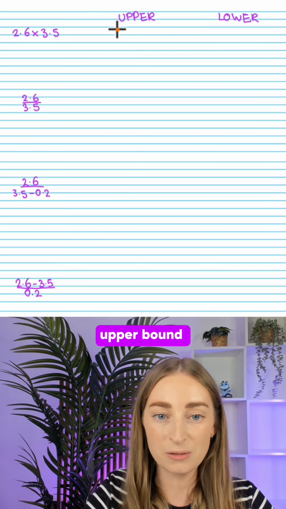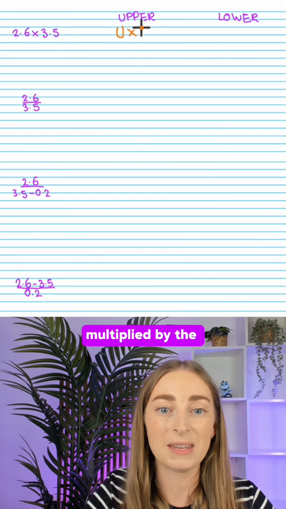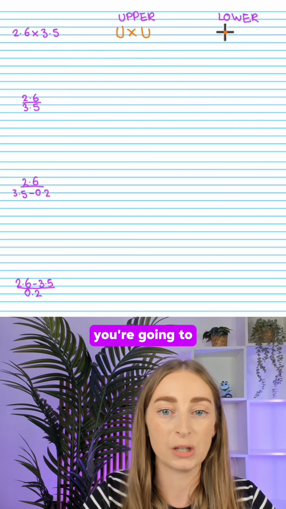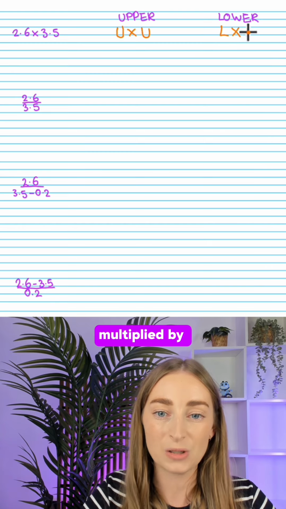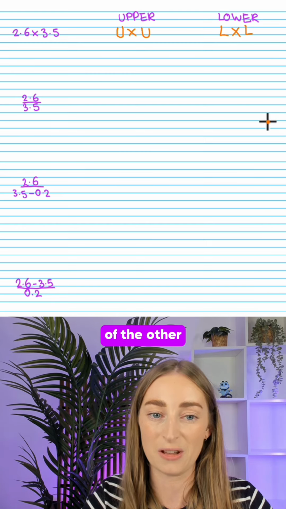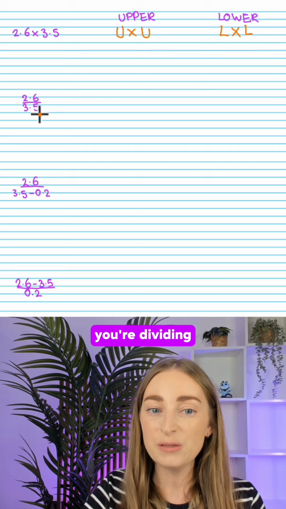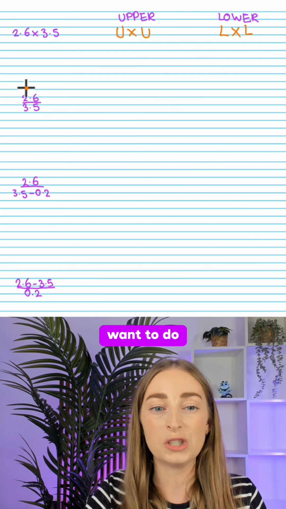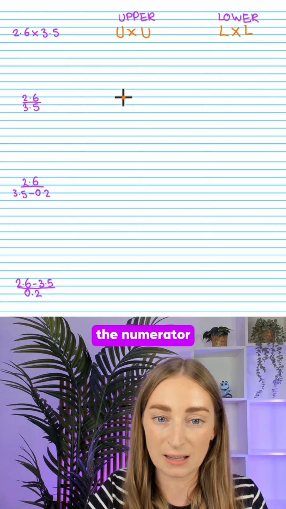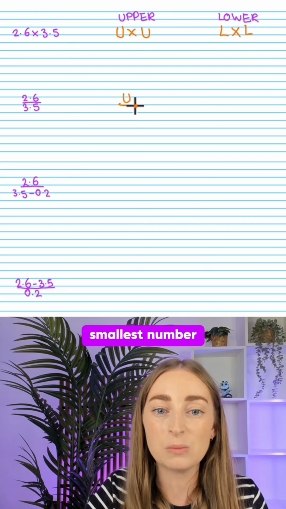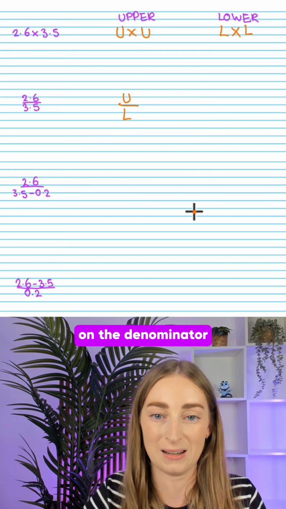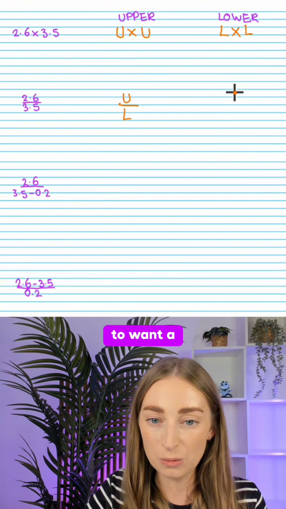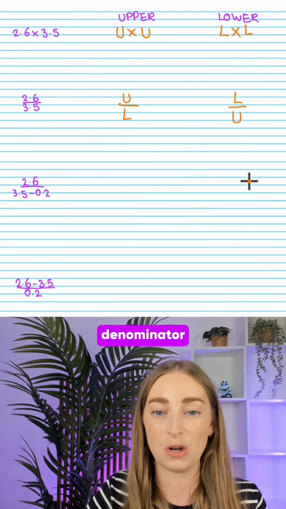to do the upper bound of one multiplied by the upper bound of the other. And if you want the lower bound, you're going to do the lower bound of one multiplied by the lower bound of the other. But if you're dividing and you want to find the upper bound, you're going to want to do the biggest number on the numerator divided by the smallest number on the denominator. And if you want to find the lower bound, you're going to want a small numerator and a large denominator.